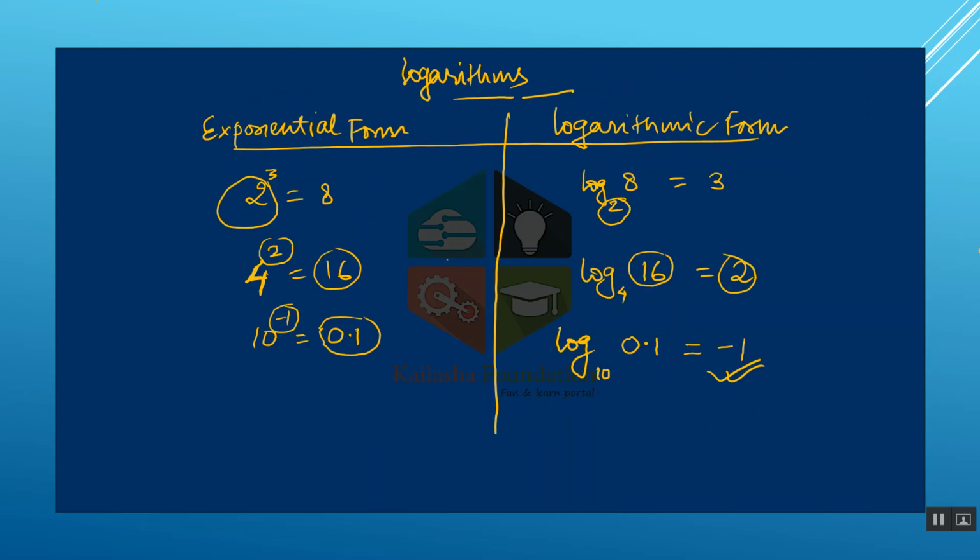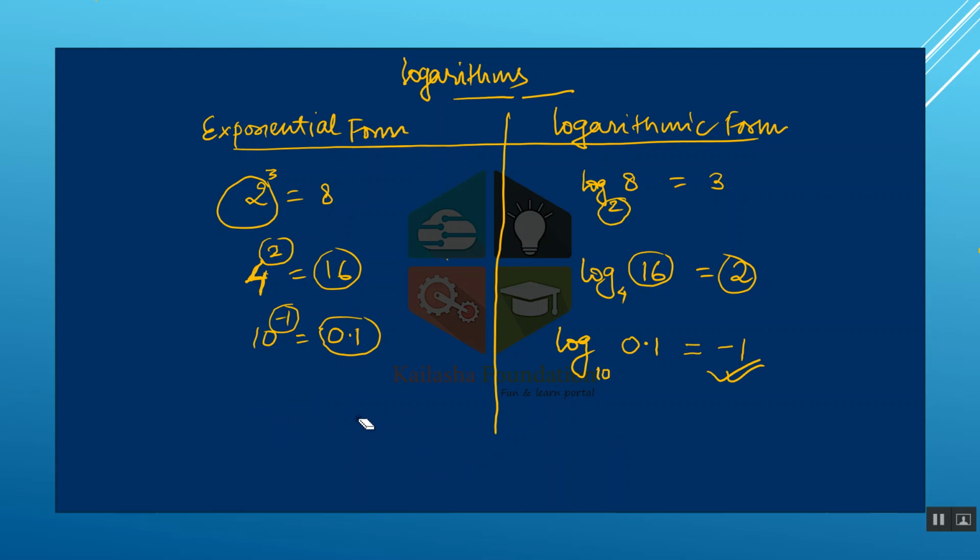Restrictions with log, I told you. Logarithms, exponential form and logarithmic form. Let us see a few more things. Minus 2 raised to the power 2 is equal to 4. It can't be written in logarithmic form. Why? Because minus 2 is in the base, so this cannot be written in logarithmic form, because the base would be negative and a negative base is not allowed.